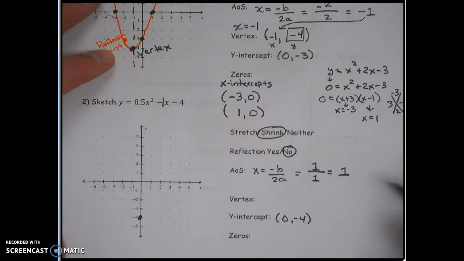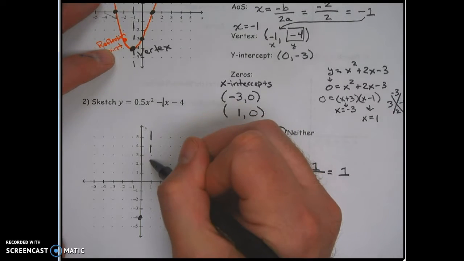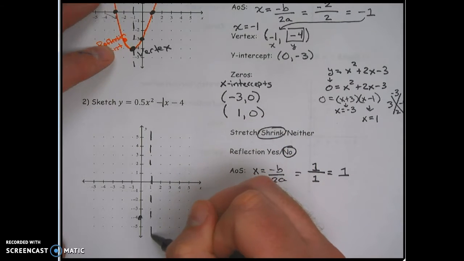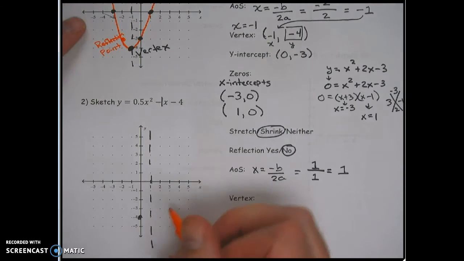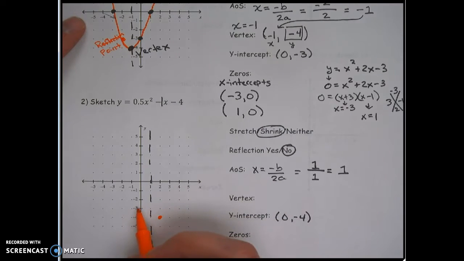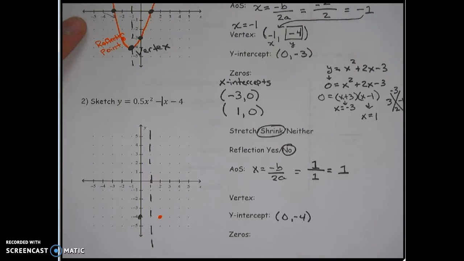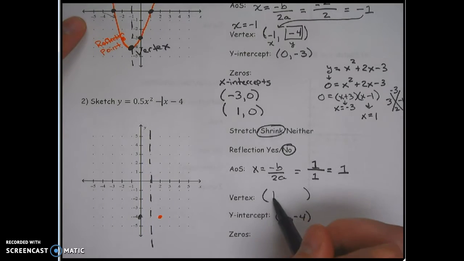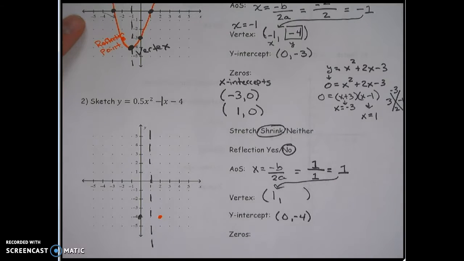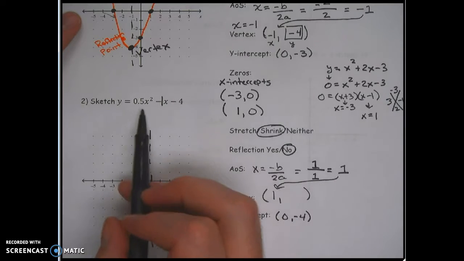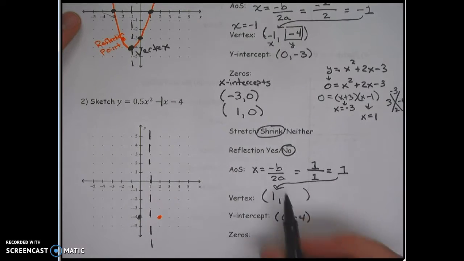Our axis of symmetry is at 1. So we know that this is a reflected point, same distance here and here. We also know that our vertex is going to be 1 over because of that. And I can plug in 1 into this equation to figure out how high up my vertex is.